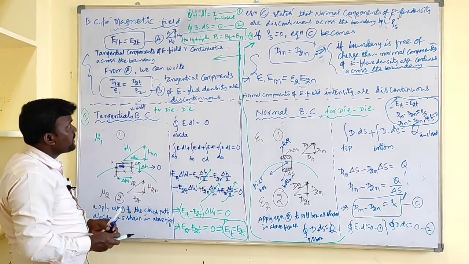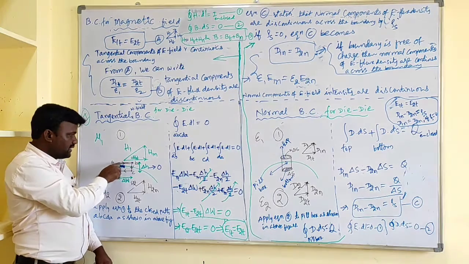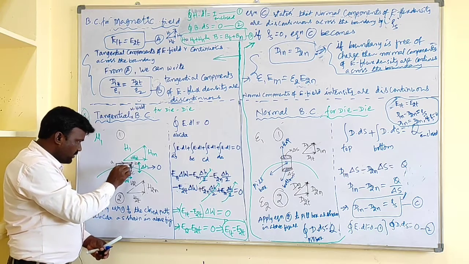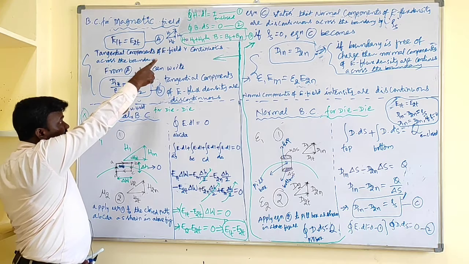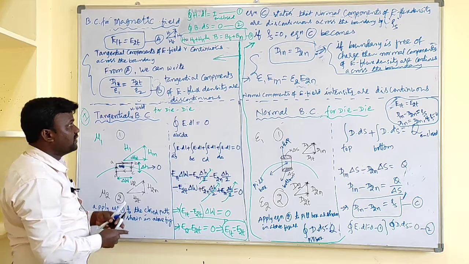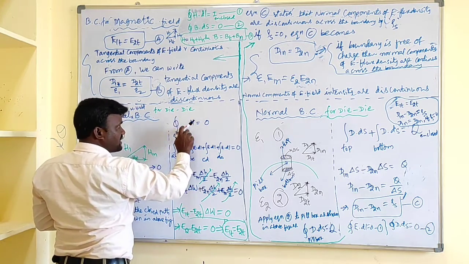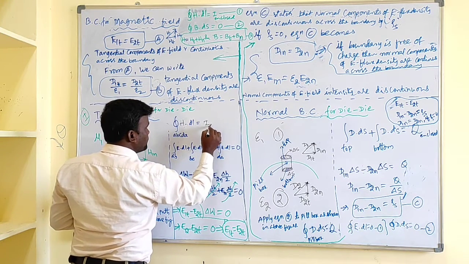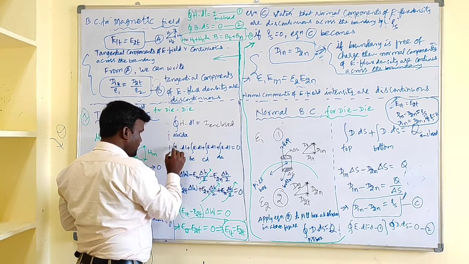Now let us apply equation 1 for this closed path, A, B, C, D, A. For visibility purposes, we draw it like this. Equation 1 is integral H dot dl equal to I enclosed for the closed path A, B, C, D, A, as shown in the above figure. For the previous case it was E dot dl; now it is H dot dl equal to I enclosed. We need to replace E with H.